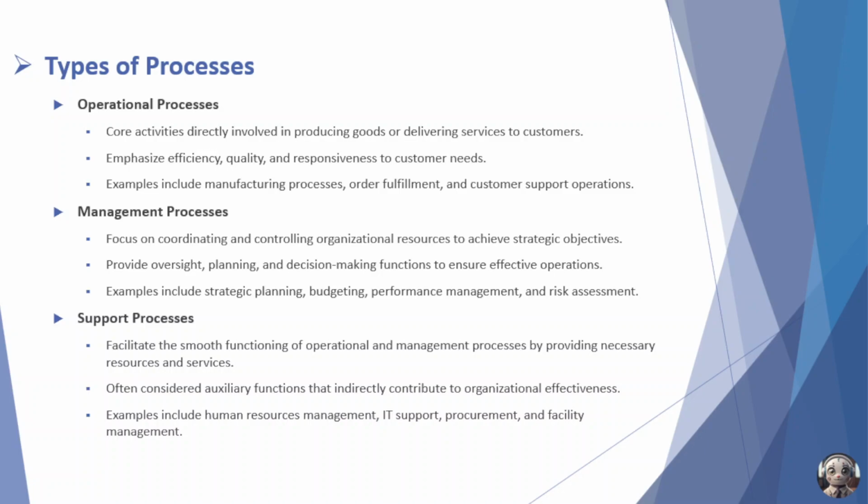Management processes, on the other hand, focus on coordinating and controlling organizational resources to achieve strategic objectives. These processes provide oversight, planning, and decision-making functions that are essential for effective operations. Strategic planning processes involve setting long-term goals, defining strategies, and allocating resources to achieve desired outcomes. Budgeting processes ensure that financial resources are allocated efficiently and in alignment with strategic priorities. Performance management processes involve monitoring and evaluating organizational performance against predefined metrics, identifying areas for improvement, and implementing corrective actions as necessary.